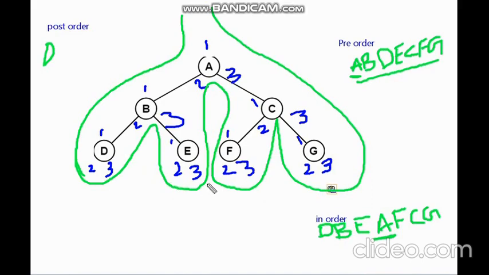Yes. And here I visited 3. This 3 is for E. Then 3 is visited. This 3 is for B. Next, this 3 is not visited. And here I visited 3. Yes, this 3 is for F. Next, I visited 3 here. This 3 is for G. Next 3 is visited. This 3 is for C. Next I visited 3, and this 3 is for A.